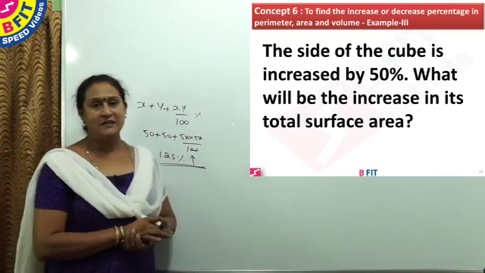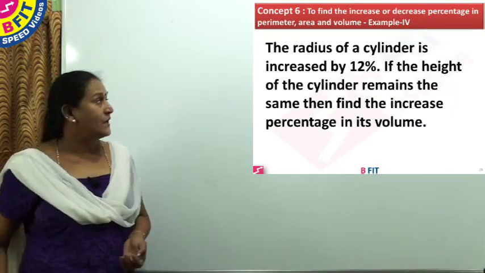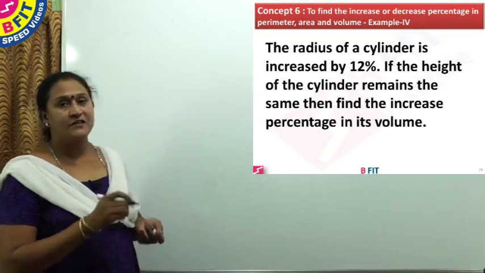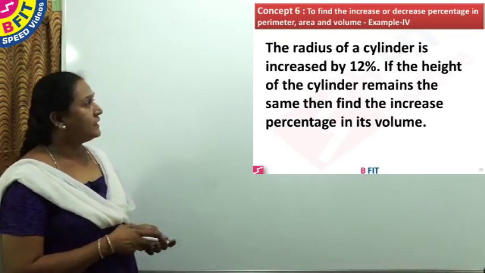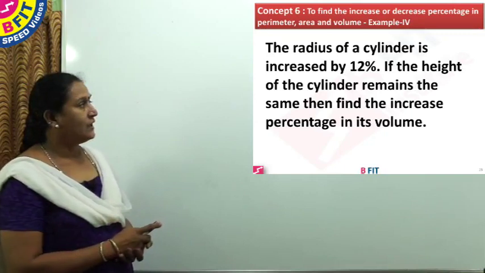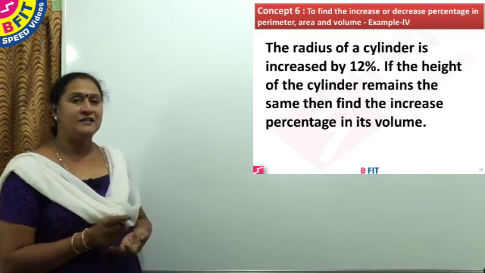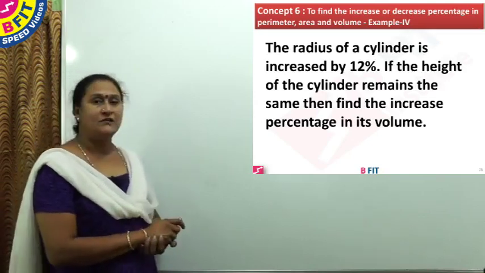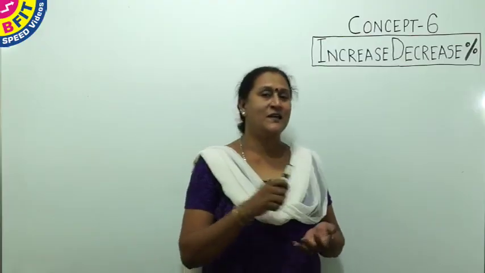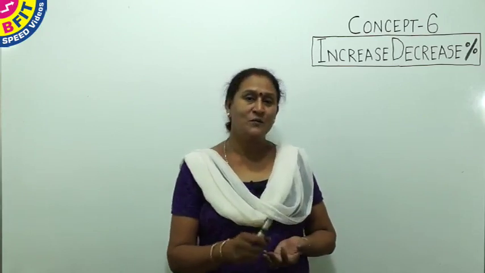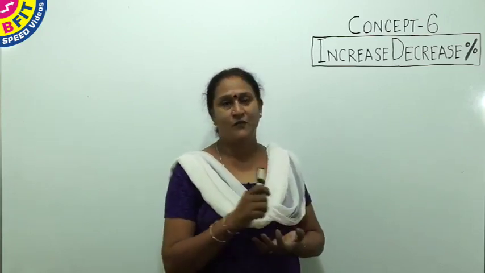Now we'll see the next question. The radius of a cylinder is increased by 12%. If the height of the cylinder remains the same, find the increased percentage in its volume. So we'll see the working. In this question, percentage increase in volume is asked.